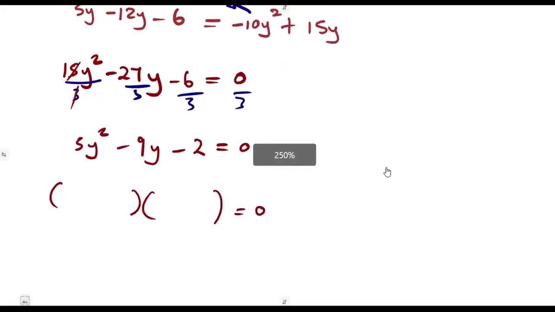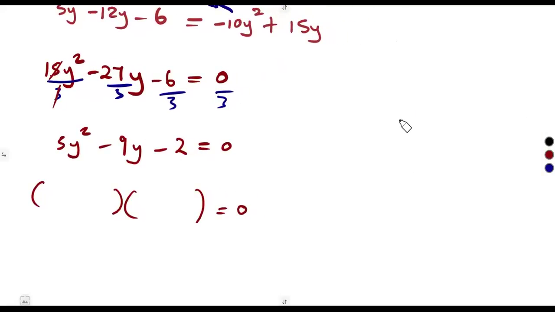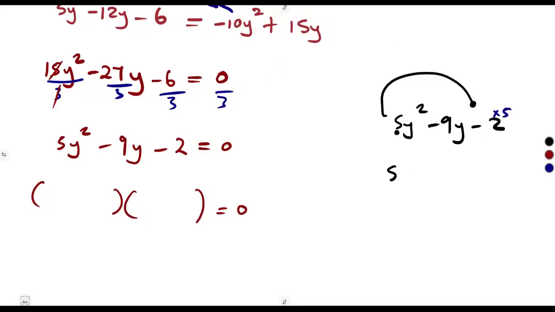All right, so I'm just going to use factorization. Remember your cheat method, guys, for 5y squared minus 9y minus 2, because the coefficient there is not 1. I'm going to take this 5 and multiply it by the minus 2. So it's going to be y squared minus y, minus 2 times 5, which is negative 10. You factorize as usual, guys.